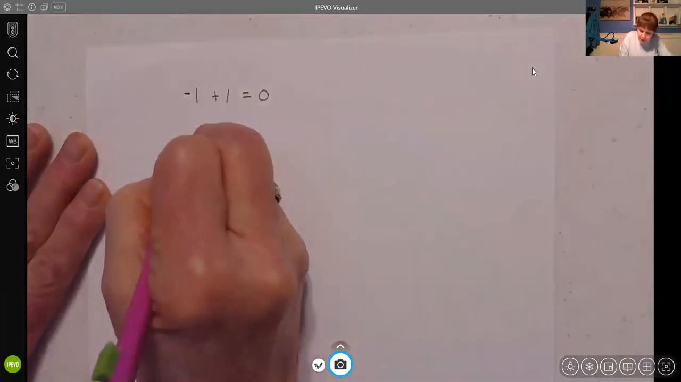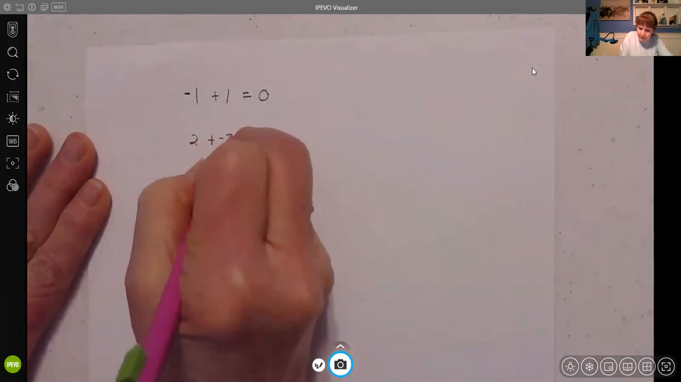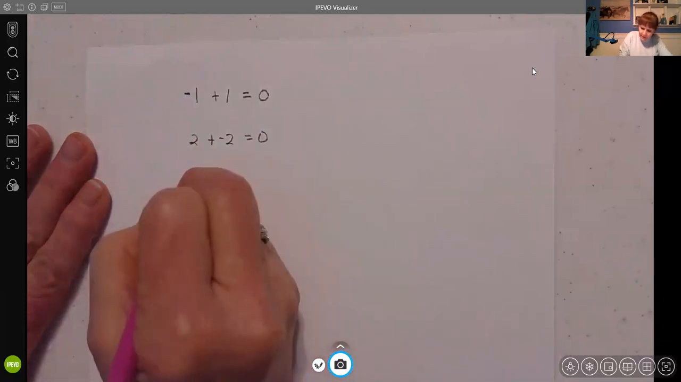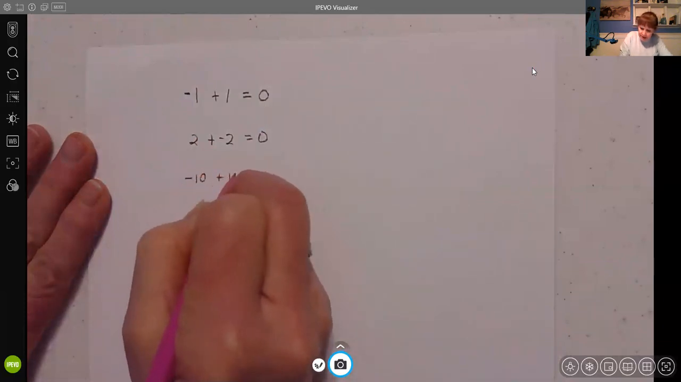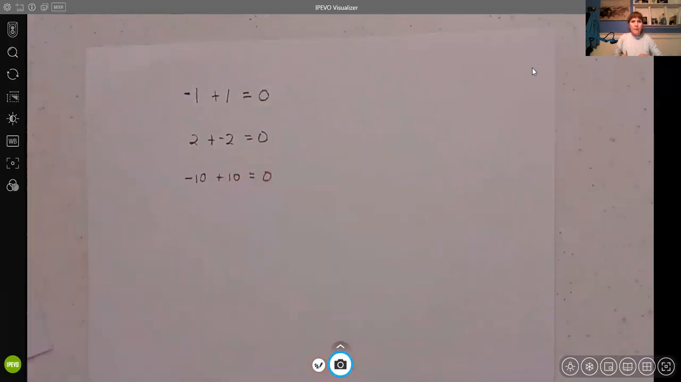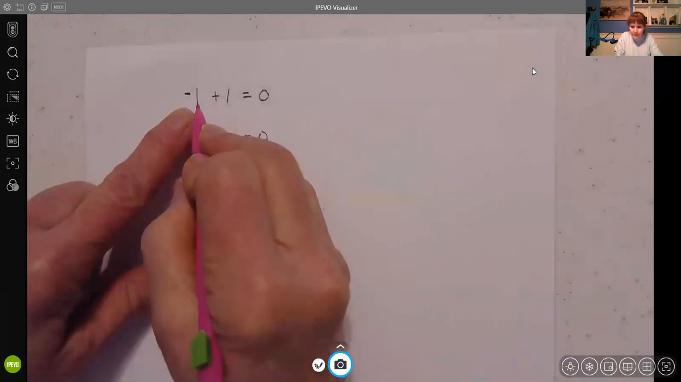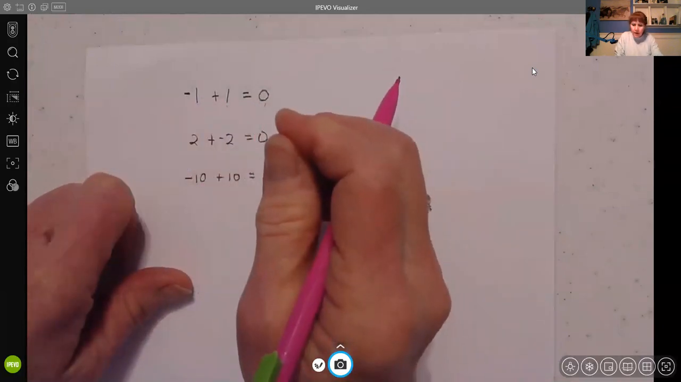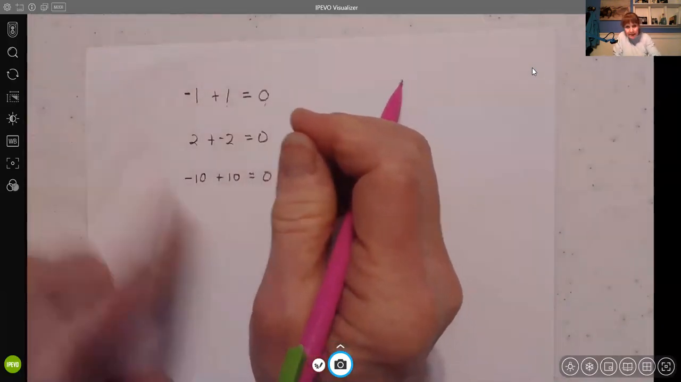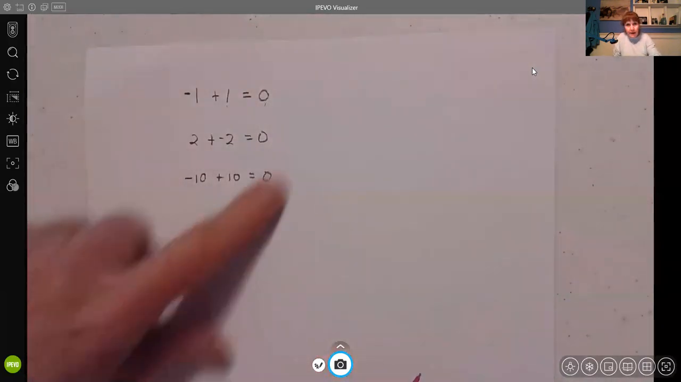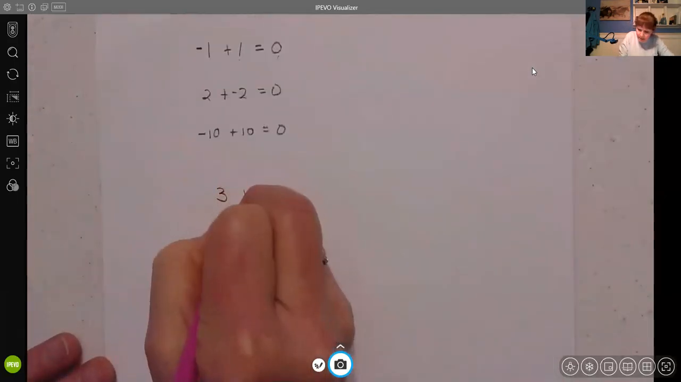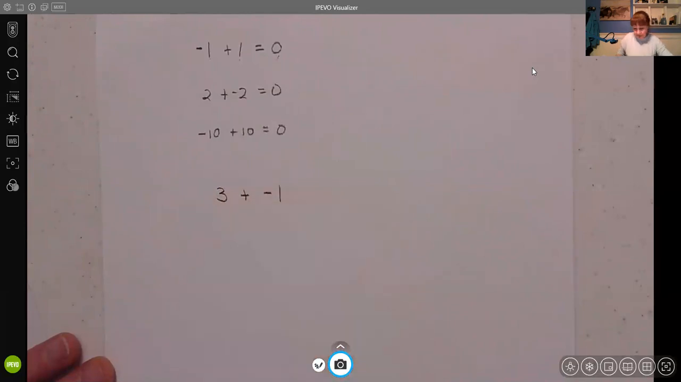If I have 2 and I add a -2, I get 0. Or if I have a -10 plus 10, I get 0. When you add, so if you dug a hole and then you fill it in, you're back to where you started at 0. So knowing this idea, what I'm going to do is take 3 plus a -1.